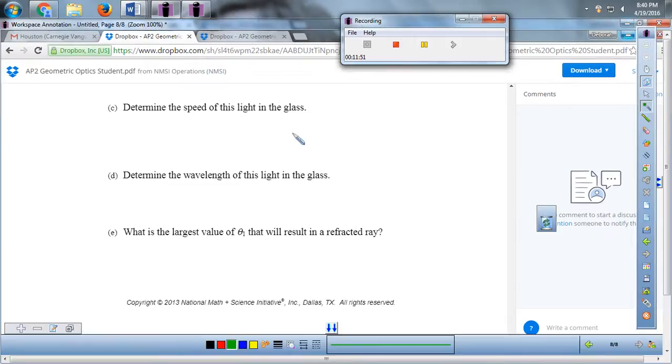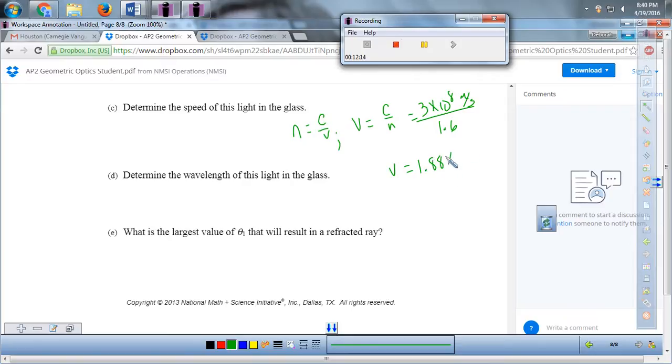So C said determine the speed of light in this glass. So I said, well, N is equal to C over V. So V is equal to C over N. So 3 times 10 to the 8th over 1.6 gave me a value of, well, when I did that, I got 1.88 times 10 to the 8th meters per second.